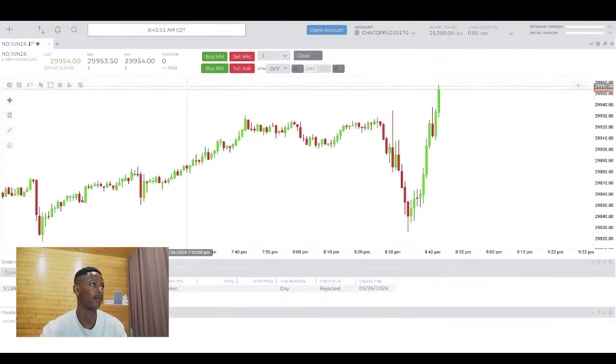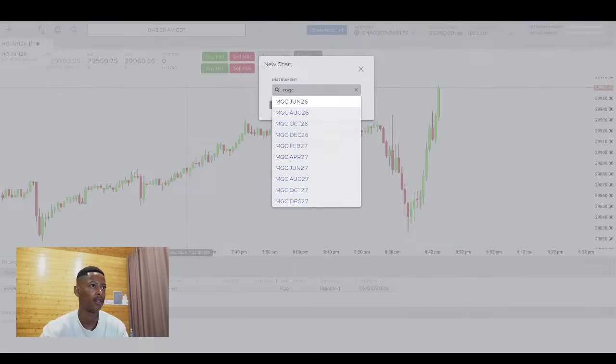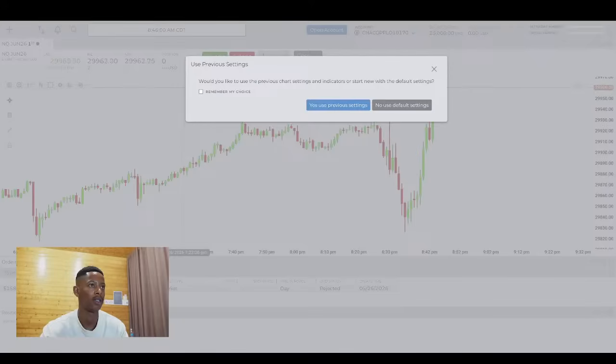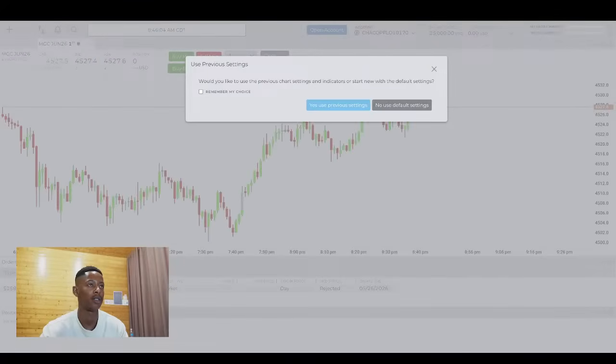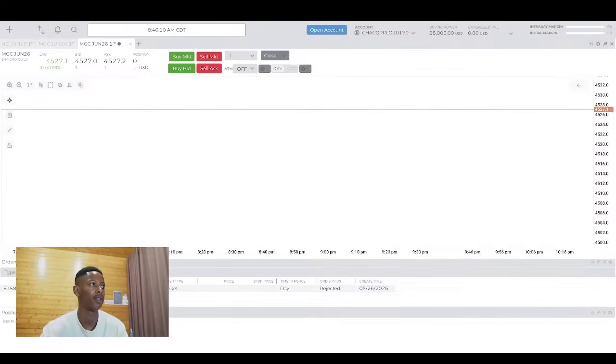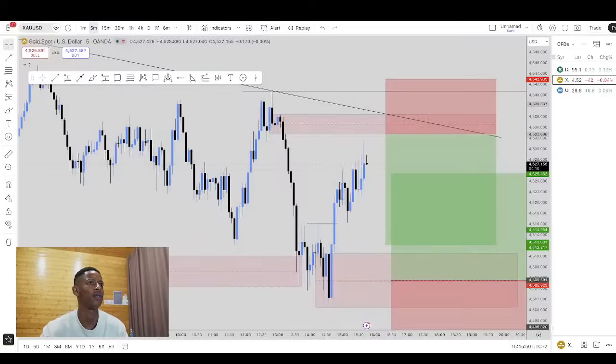So let me search for, what is it? MQC, June data. You like previous setting? Yes. I don't want to change anything, bro. Remember my choice, moving forward forever. Yes. Okay. Where is it? Okay, no, it's still not there yet. I would like for it to push a bit more upwards.